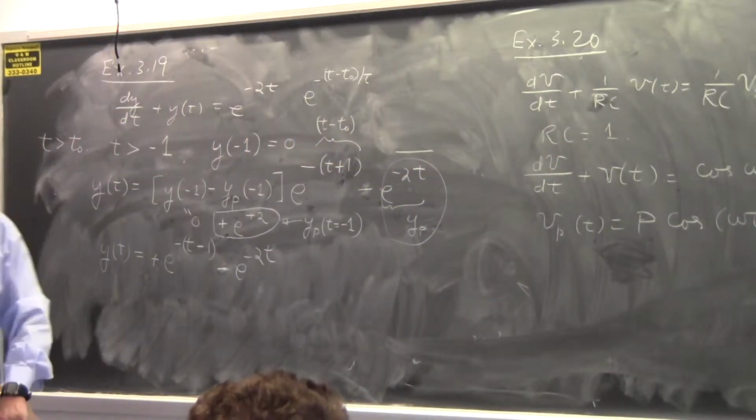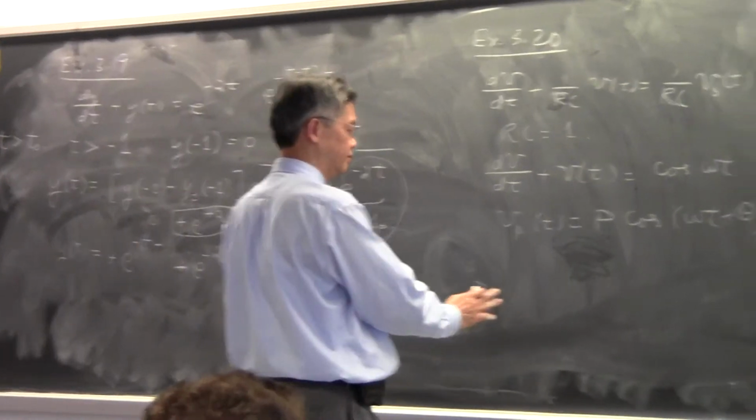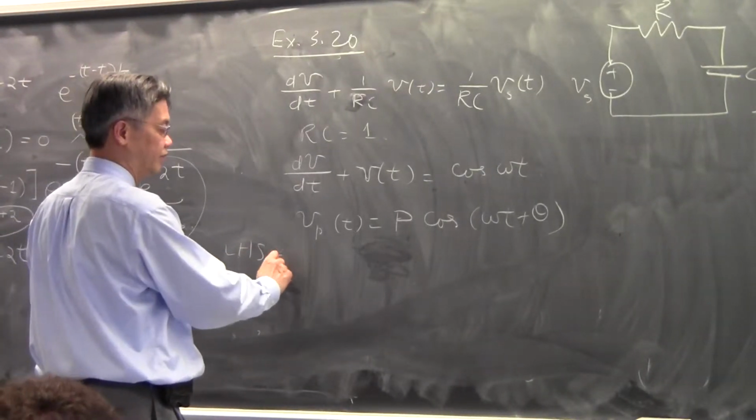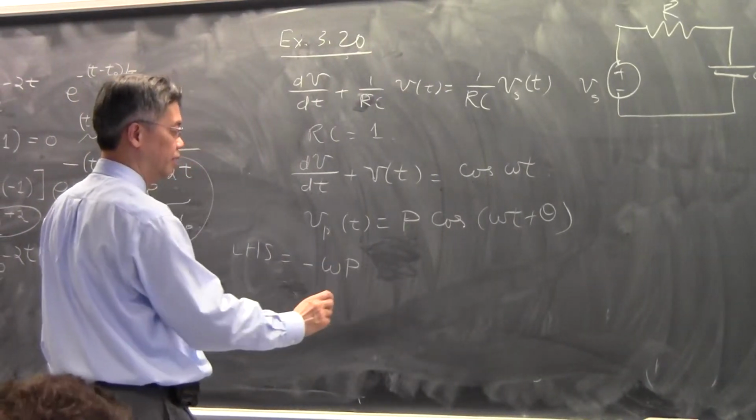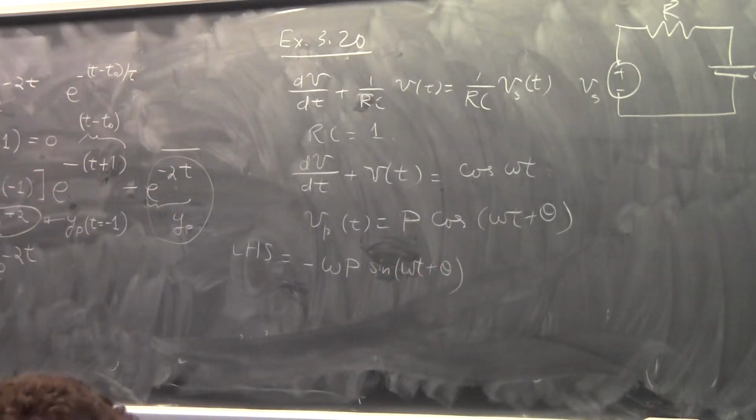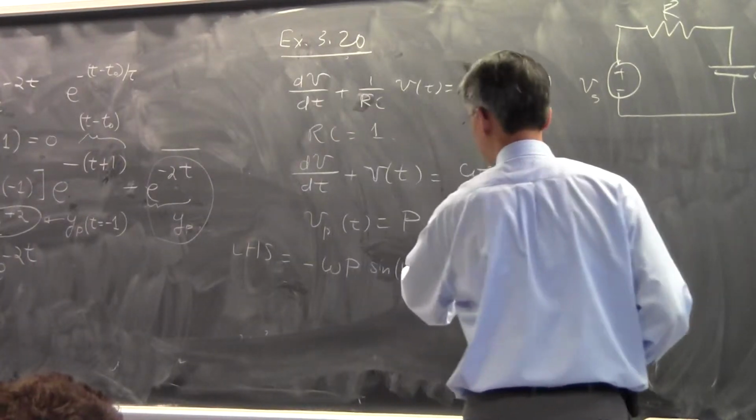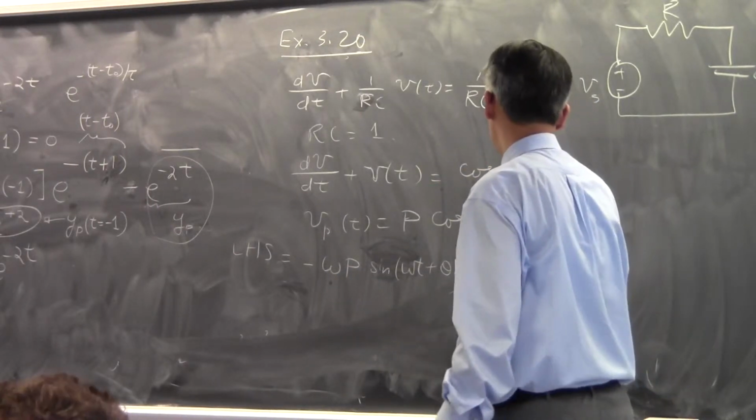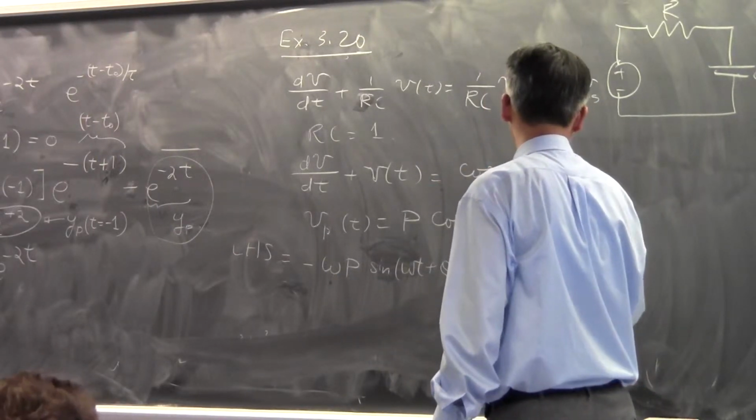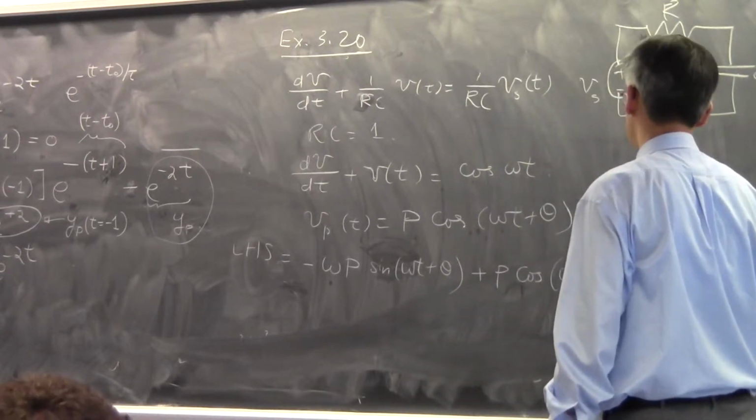If the right hand side is cosine of omega t, then the particular solution must also be cosinusoidal, but with a phase shift. Now if we plug this particular solution into the left hand side, the first term is omega p sine of omega t plus theta. If I differentiate this, I get a sine, with an omega coming out, plus p cosine of omega t plus theta. And this must be equal to cosine of omega t.